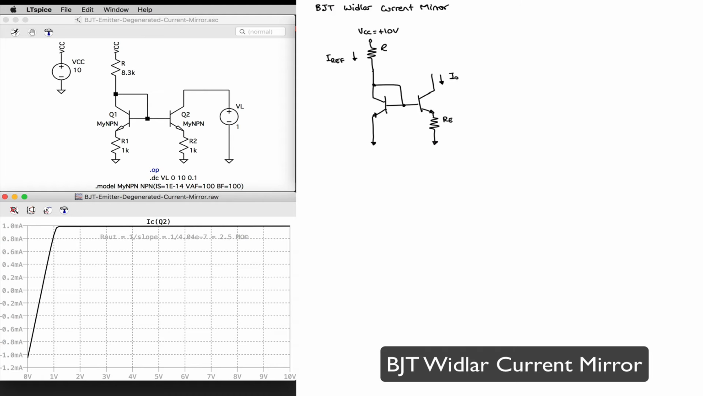So let's assume that we have the same transistors as before, Q1 and Q2. My Early voltage, I'm going to assume is 100 volts, and my beta is around 100.